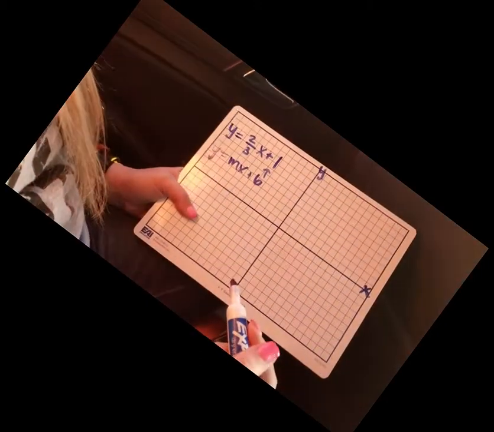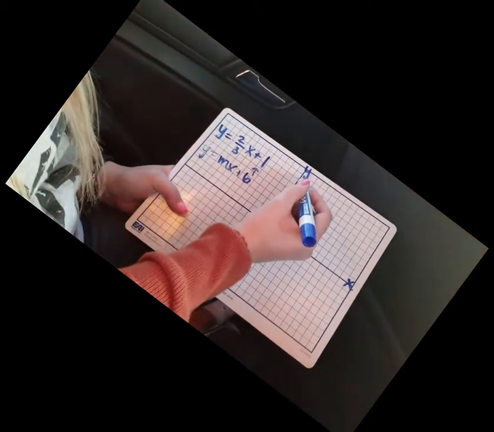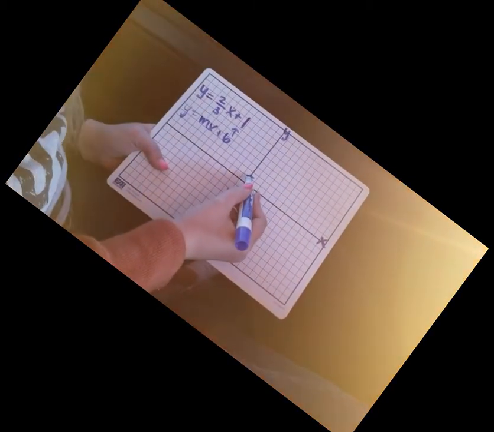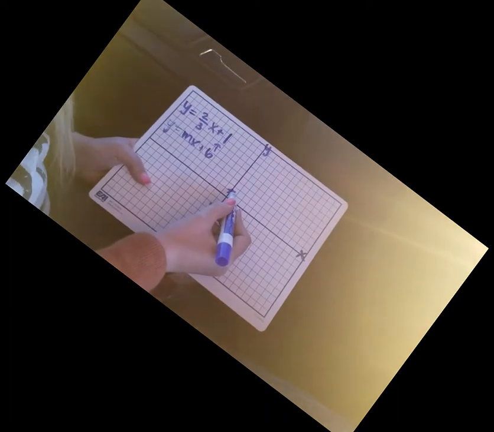Since I needed a place to start, I'm going to put a star on the y-axis for number 1, because that's my starting point. So there's my starting point, and now I need to figure out how I'm going to move. You know what tells me how to move?